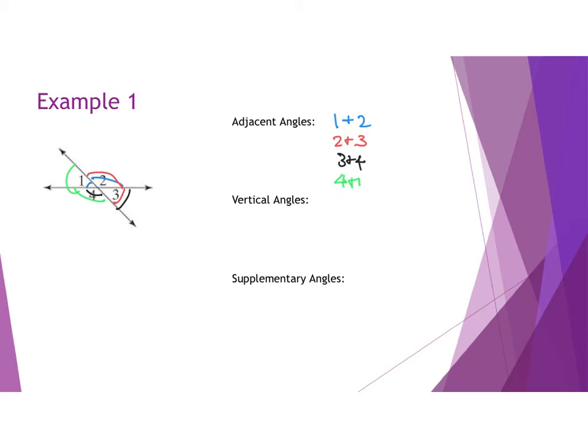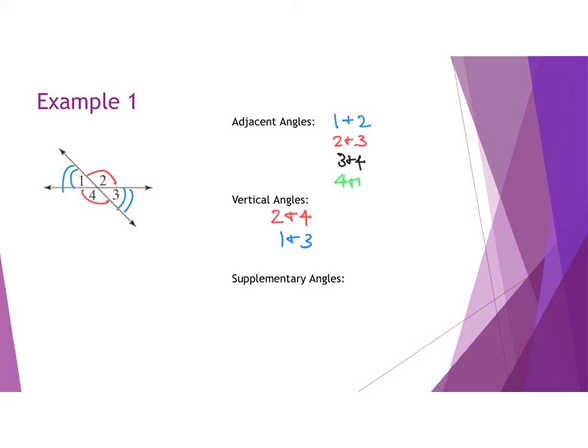Now for vertical angles, we have angles, remember, that are opposite of each other. So for one set of vertical angles, I could say 2 and 4. And I could say that the other set of opposite angles are going to be 1 and 3.